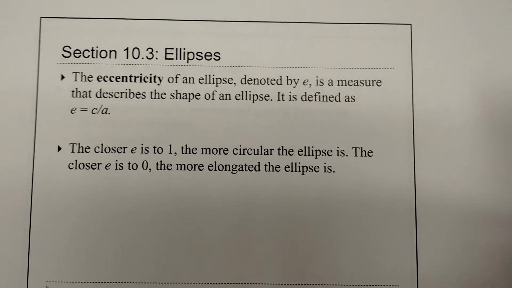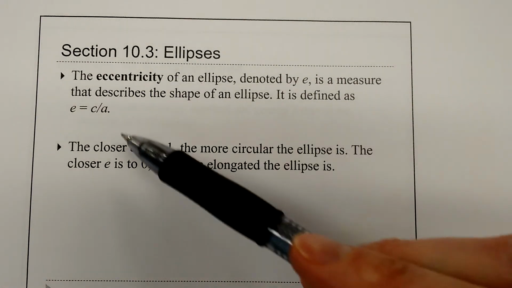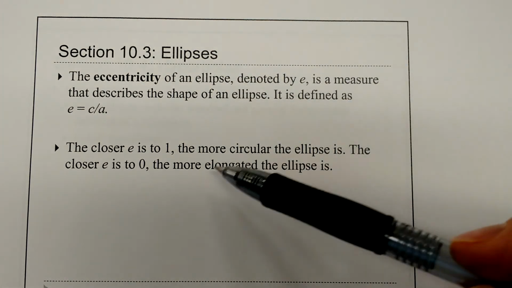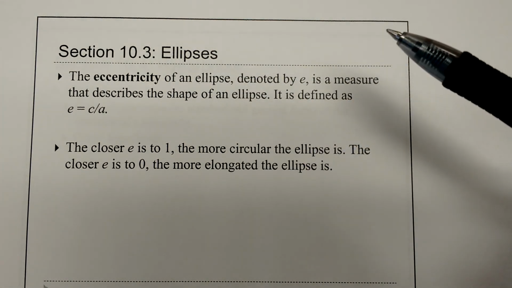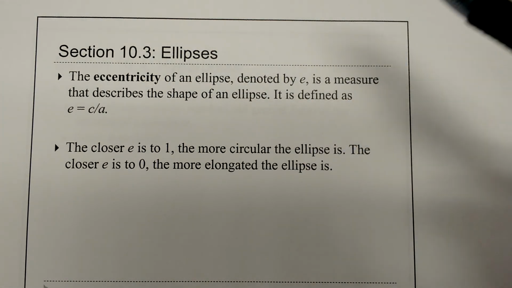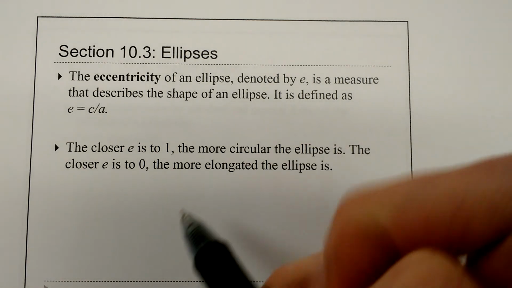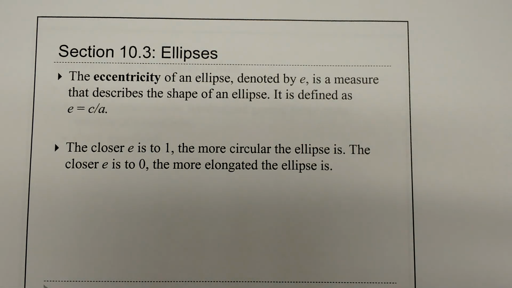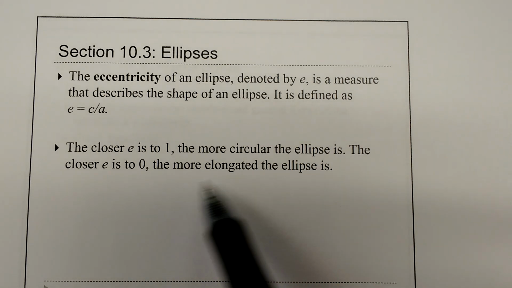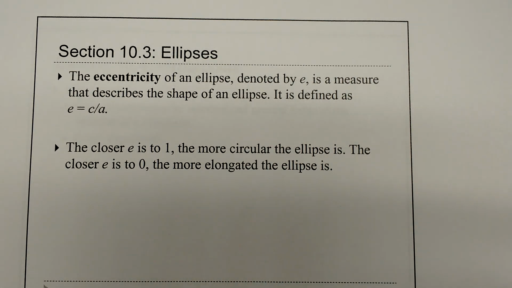Ellipses have a property called eccentricity, which is denoted by e. You divide c by a, and it tells you how circular the ellipse is. I think these are actually backwards. The closer it is to 0, the more circular it is versus ellipsy, I suppose. But that's the end of 10.3.